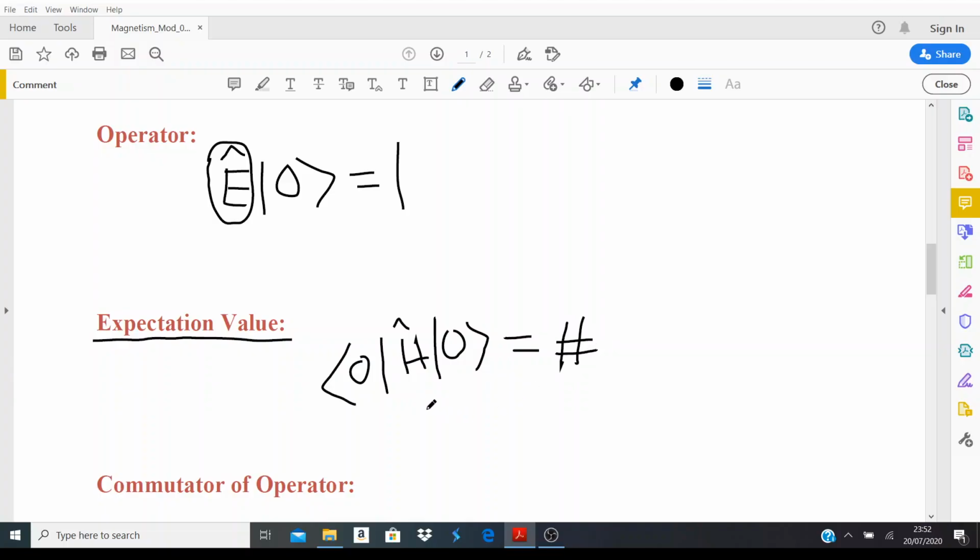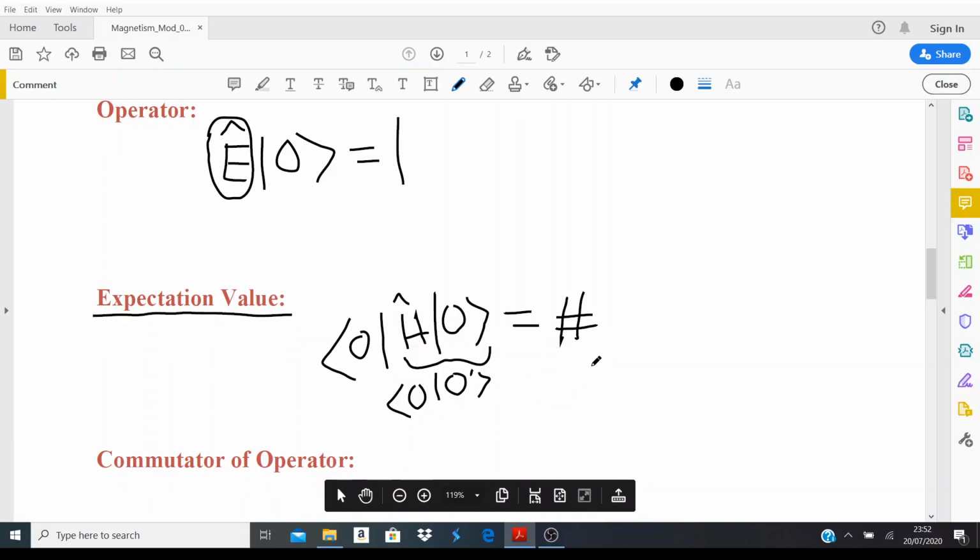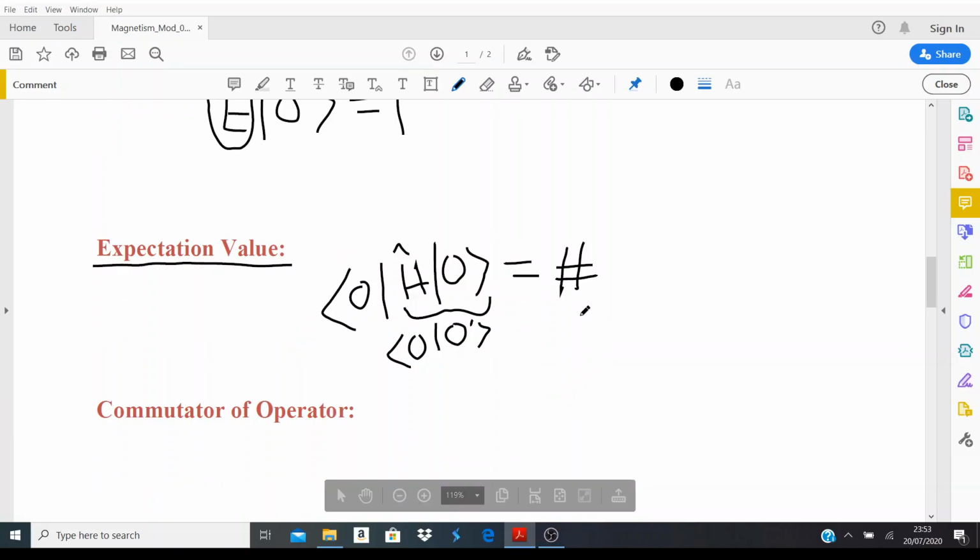And can we see that? Yes, of course, because H, when operating on this ket, will give you some ket. Let's say this is some ket, maybe a 0 prime, just to make it clearer. And then on the left side we have another bra. So this is an inner product, and it has to be a number. And we also said all this expectation value is just an integral.